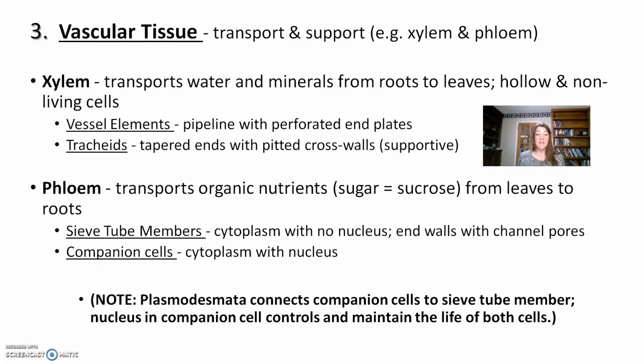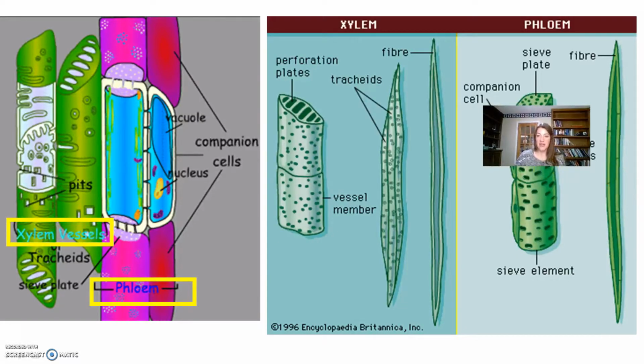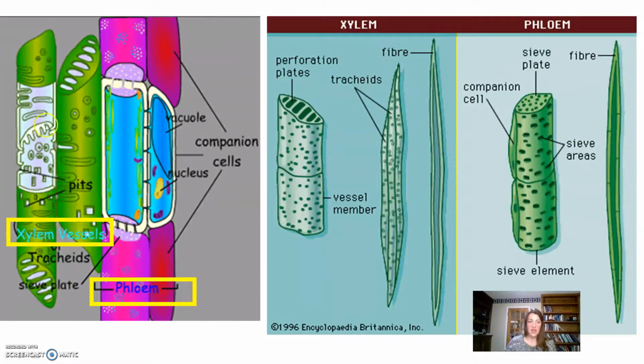The nucleus in companion cells controls and maintains the life of both the cells. Kind of cool about phloem. So here's the picture here. The green in this picture are the xylem vessels. Here's the sieve plates and tracheids right here, the perforated plates, vessel member, here's the tracheids, and then the fibers there.